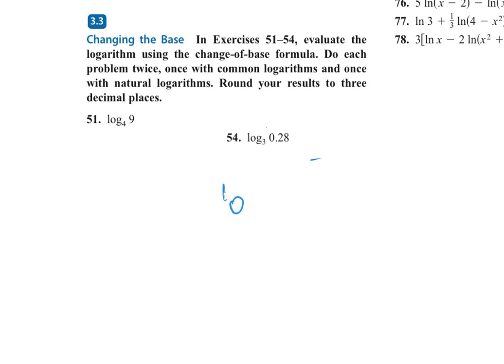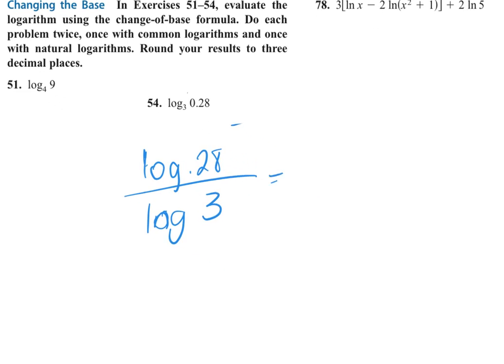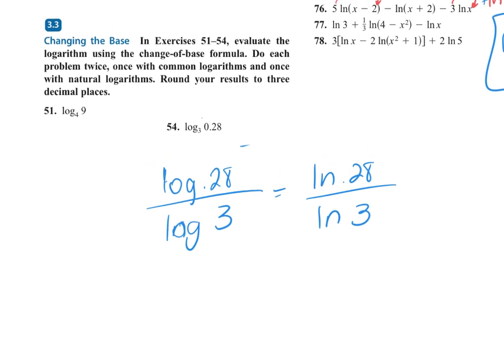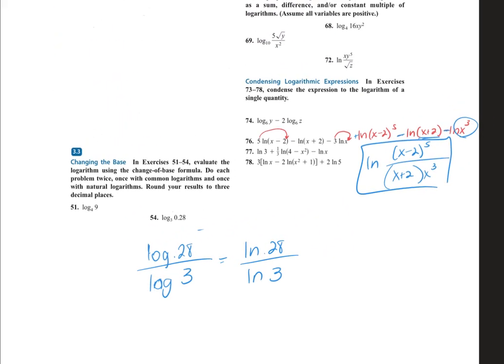Meaning the log of 0.28 over the log of 3. And if it asks for common, that's common log. Natural log, ln 0.28 over ln 3. And then you just type it in your calculator.